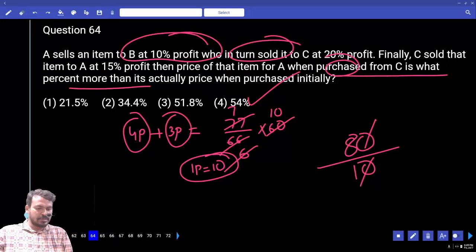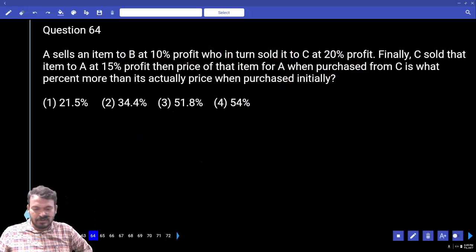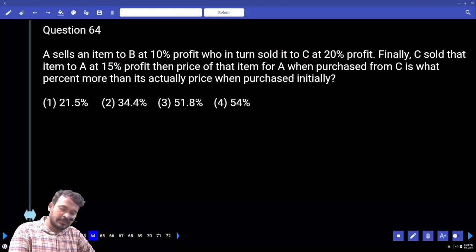Next question number 64. A sells an item to B at 10% profit, who in turn sold it to C at 20% profit. Finally, C sold that item to A at 15% profit. Find the price of that item for A when purchased from C is what percent more than its actual price when he purchased initially. Suppose the initial price of A we consider 100%.